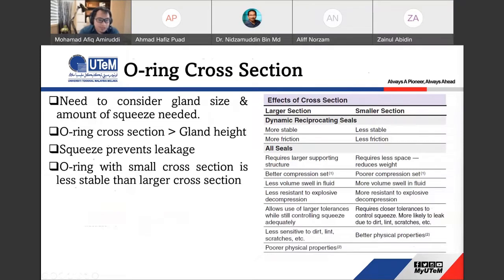Squeeze prevents leakage. I will explain about squeeze. An O-ring with a small cross section is less stable than a larger cross section. It's very easy to leak if you use a small cross section, but it has another advantage, such as less friction, and it is very light compared to the larger section O-ring.